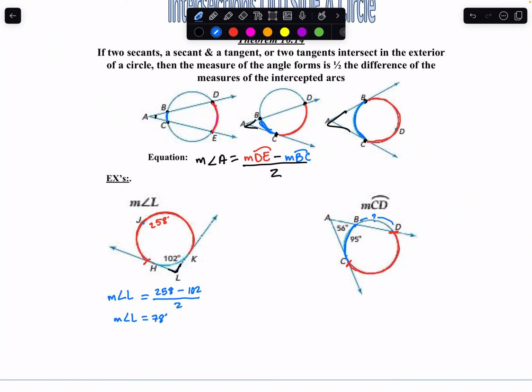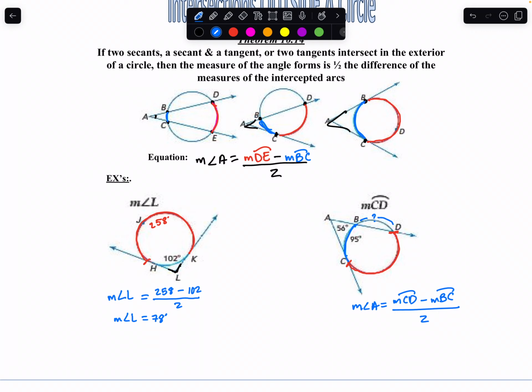So the equation still is what follows. We have the big arc minus the small arc divided by 2 will give us the angle on the outside. So the measure of angle A is still going to equal the big arc, measure of CD, minus the small arc, measure of BC, divided by 2. Big minus small divided by 2 equals the angle on the outside.